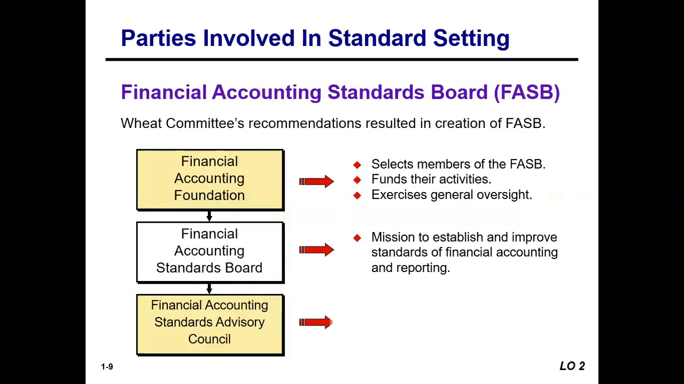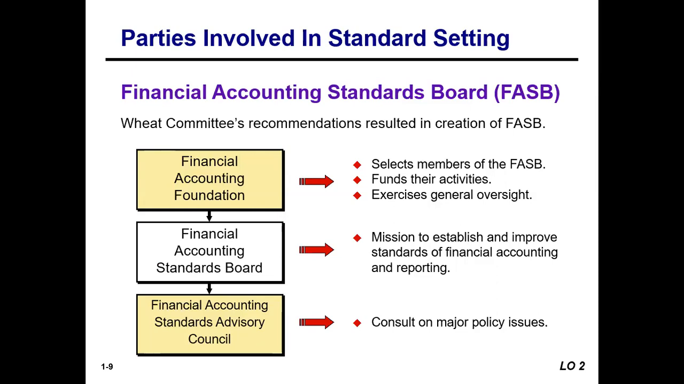All right, so the Financial Accounting Standards Board. After the Wheat Committee in 1973, its recommendations resulted in the creation of FASB, the Financial Accounting Standards Board. And with that, they developed the Financial Accounting Foundation, just like it shows here. The Financial Accounting Foundation selects the 7 members of FASB, funds their activities and exercises general oversight. The Financial Accounting Standards Board, of course, wants to improve the standards of financial reporting. And then the FASAC, or Financial Accounting Standards Advisory Council, consults on major policy and technical issues, and helps specifically with task force members on select topics.